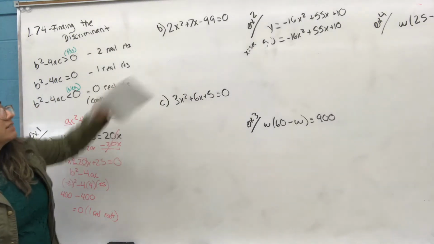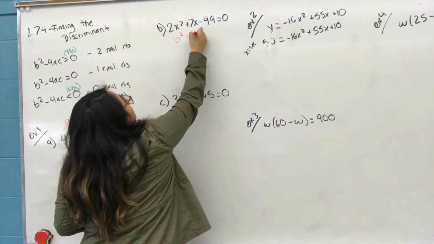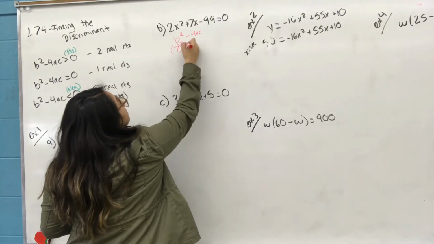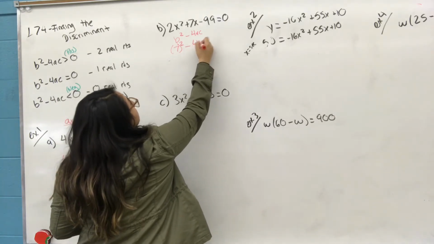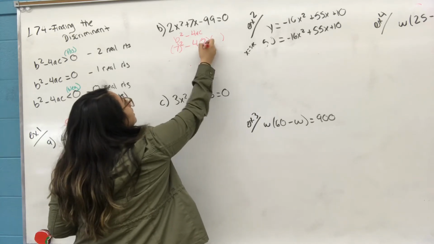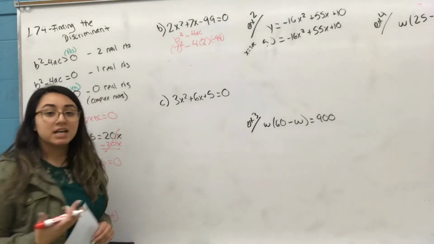B, so we have this equation here. It's in standard form already. So we're going to go ahead and solve for the discriminant. B is considered positive 7, so it's 7 squared, minus 4ac. A is the number in front of x squared. C is the constant, and that's negative 99.